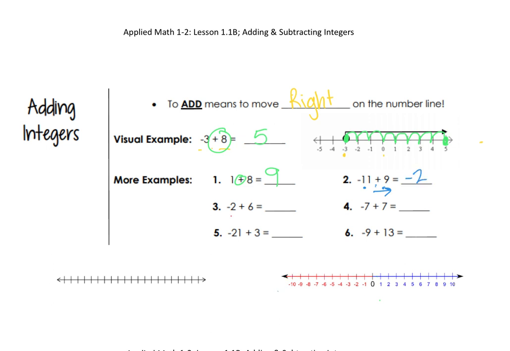Next, on number 3, we have -2 plus 6. Again, that means to start at -2 on our number line, and we are moving 6 spaces to the right because that's what plus means. So 1, 2, 3, 4, 5, 6 lands us at +4. -2 plus 6 is +4. Number 4, we have -7 plus 7. So we're going to start at -7 on the number line and move 7 spaces to the right. 1, 2, 3, 4, 5, 6, 7, landing us on 0, which shows us that anytime we add 2 opposites, we do make 0.